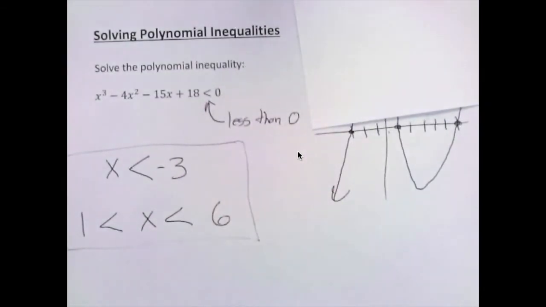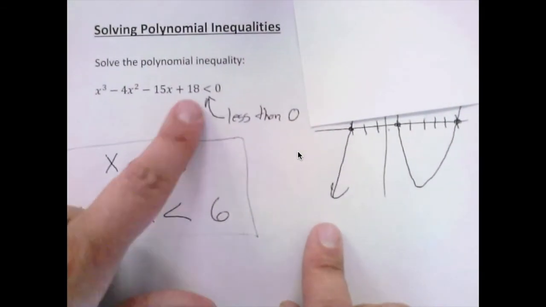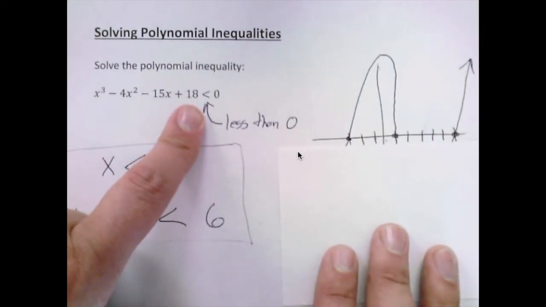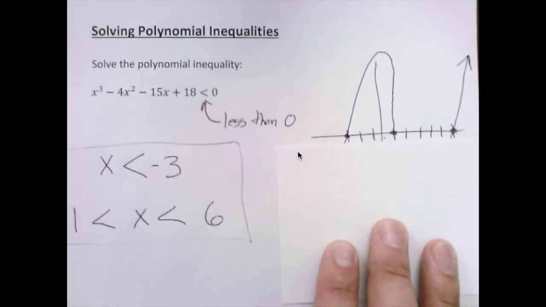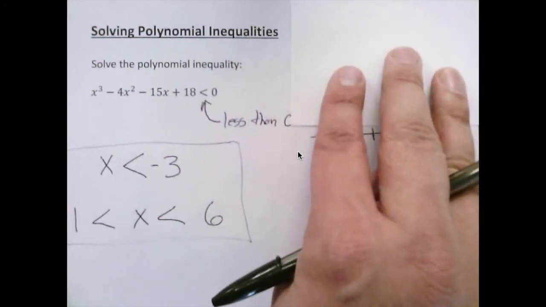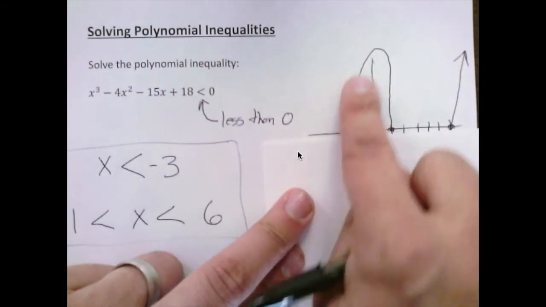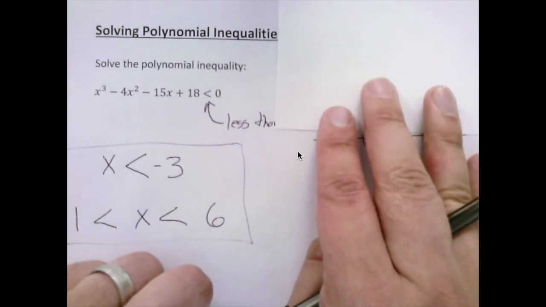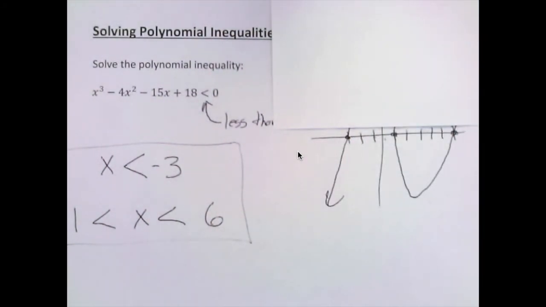So again, that is solving polynomial inequalities. If it's less than 0, you're looking at the bottom half. If it's greater than 0, you're looking at the top half, which would change your answers considerably. And then you just write inequalities there. This would be a compound inequality, and that would be a basic inequality. So pay attention to the top or bottom, pay attention to the x-intercepts, and you'll be able to solve polynomial inequalities.